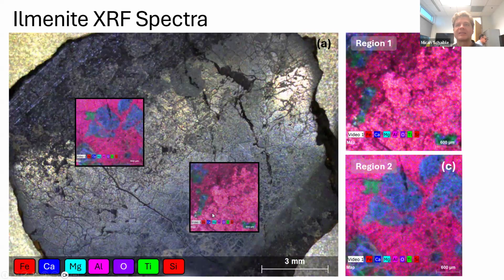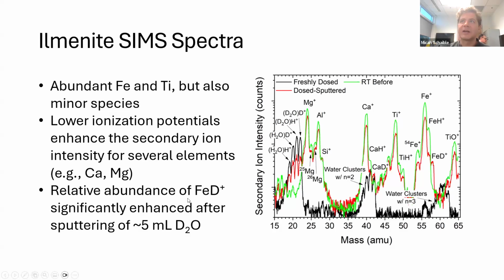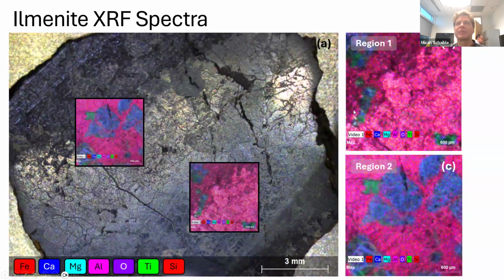Because I didn't expect to see a lot of these other metal ions in here, we did take a couple of quick XRF spectra of this ilmenite sample. These spectra were taken at Georgia Institute of Technology. So this is our big ilmenite sample here. We scanned over a couple of areas in about 3 millimeter by 3 millimeter block squares.